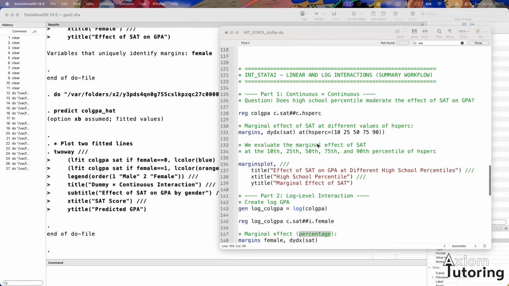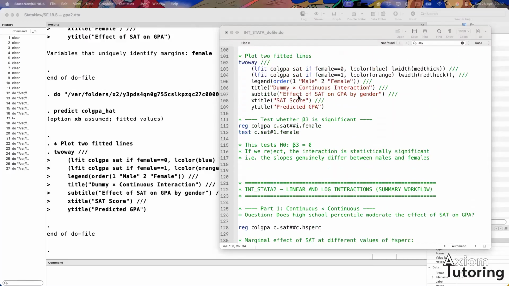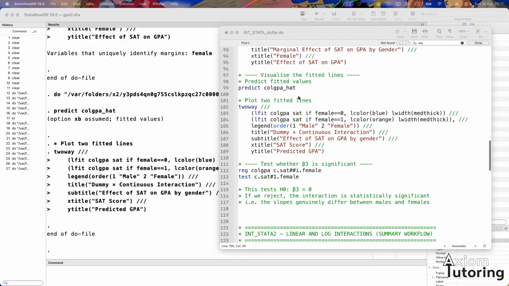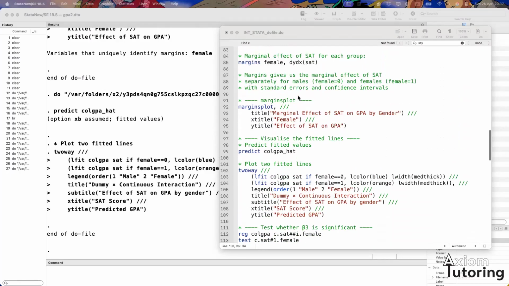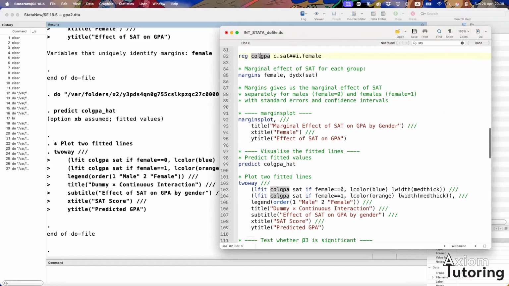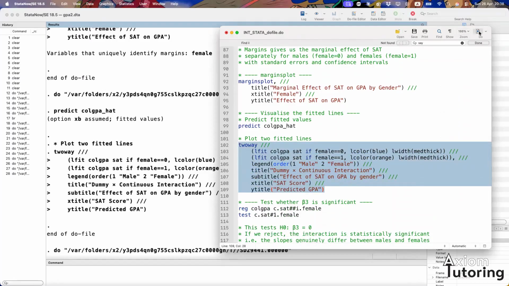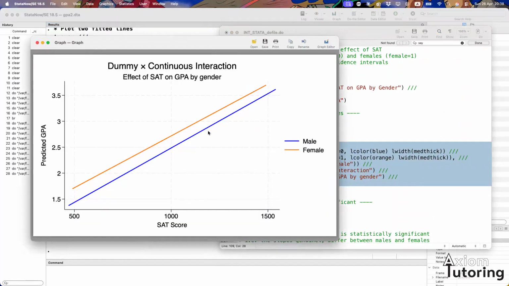Resuming where we left off from the previous video, we ran for the dummy-continuous case a regression where we simply looked at the effect of the SAT score and whether being female or male had a different effect on your college GPA. We looked at the margins effect and also at the margins plot. And finally, we created this two-way graph to see the actual fitted lines.